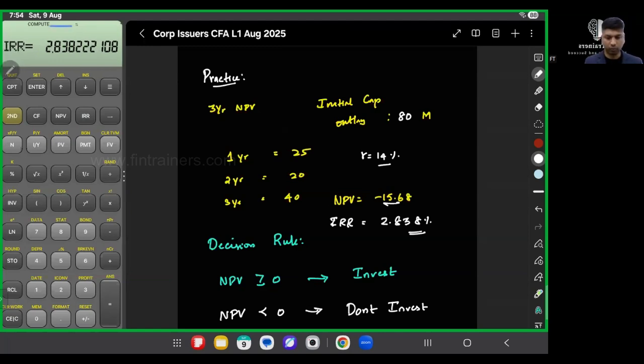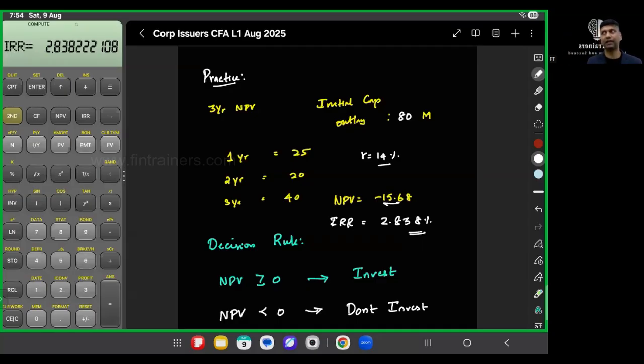Now, if you look at this IRR, 2.838, what do you think? Should we invest in this project or not? With the IRR, I'm getting almost 3% return. Should we invest in this project? No. Yes. The decision rule is very simple.